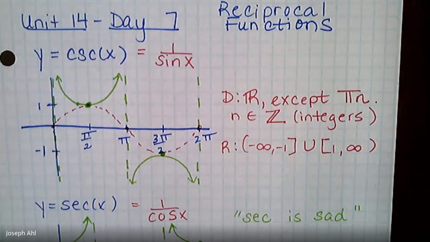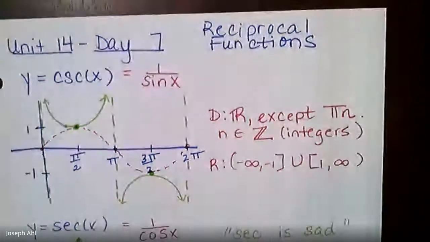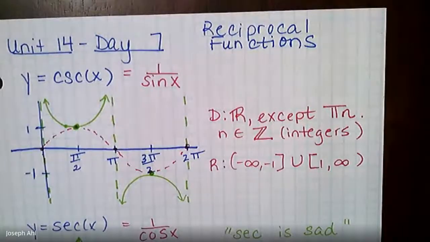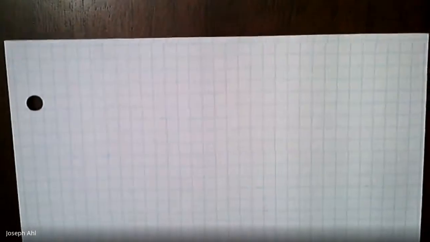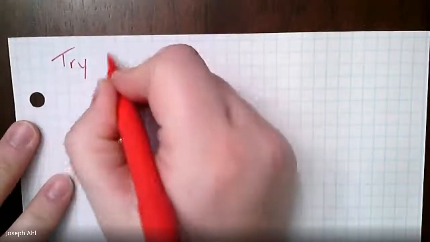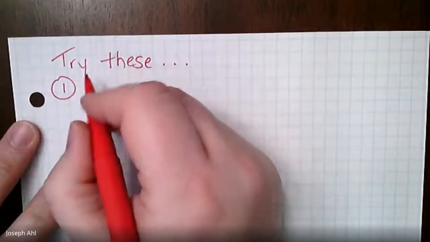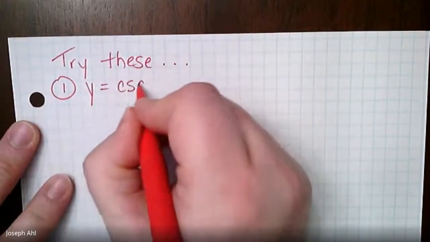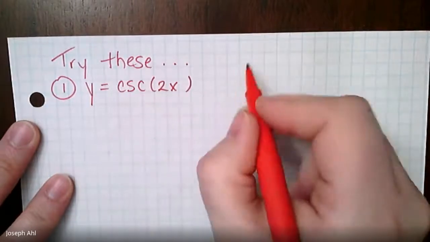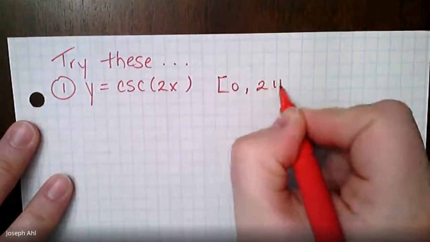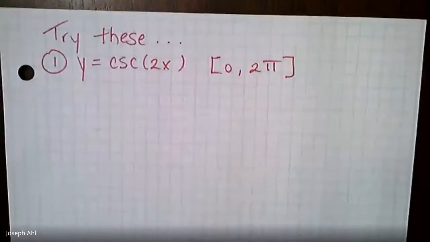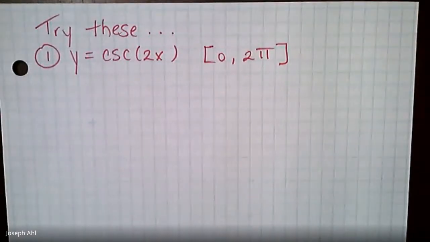What we're going to do is maybe just take a little bit more of a look into changing these ever so slightly in terms of some transformations. So let's try these. So if I look at something like cosecant of 2x, and we'll graph this from 0 to 2 pi. For cosecant of 2x, we're increasing the frequency.